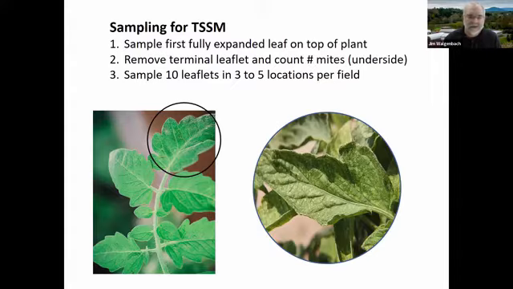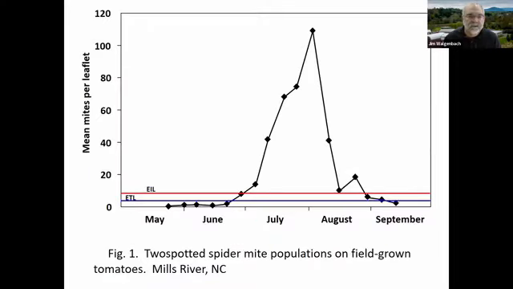So all we're looking at are 10 leaflets in 3 to 5 different locations in the field. So we go down in one location in the field, we'll sample 10 terminal leaflets off 10 plants in a row. And then we'll move around to some other place in the field. It's a pretty good system, works well for us.